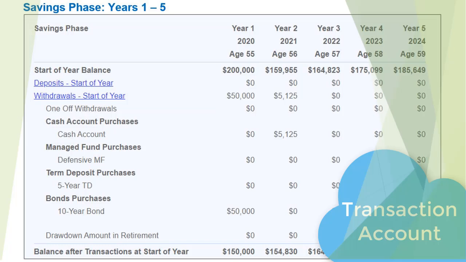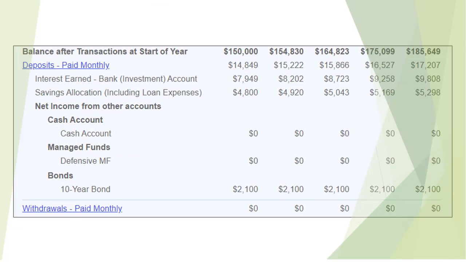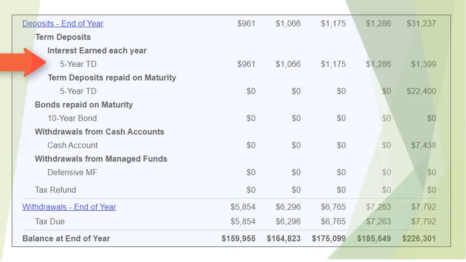The transaction account has been discussed in detail in the tutorial Budget, Investment Plan and Transaction Account Cash Flows. Here you can view the $50,000 to purchase the bond and the deposit of $5,000 indexed to the cash account in year 2. In the monthly transactions, the interest earned and the savings allocation are entered together with the interest from the bond. Interest from the term deposit is paid as an end-of-year transaction. Tax due on the earnings is paid at the end of the year.